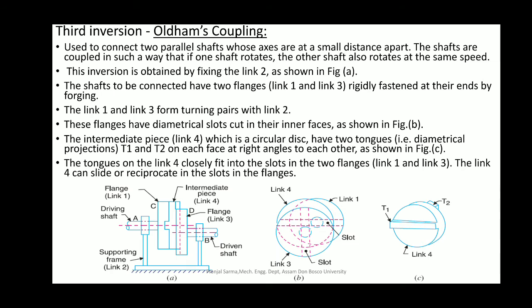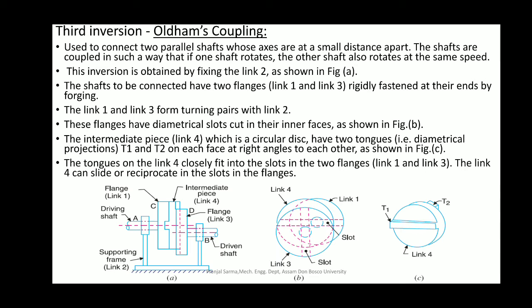Okay, next the third inversion, which is one of the very widely used inversions, and the application is we get the Oldham's coupling from the third inversion of the double slider crank chain. Now, where these Oldham's couplings are used, we already know these couplings are used to connect something. Okay, and in most cases two shafts we connect with the help of certain couplings. Okay, now in case of this Oldham's coupling, what is the specific use of this coupling? Why are we very much interested in studying this?